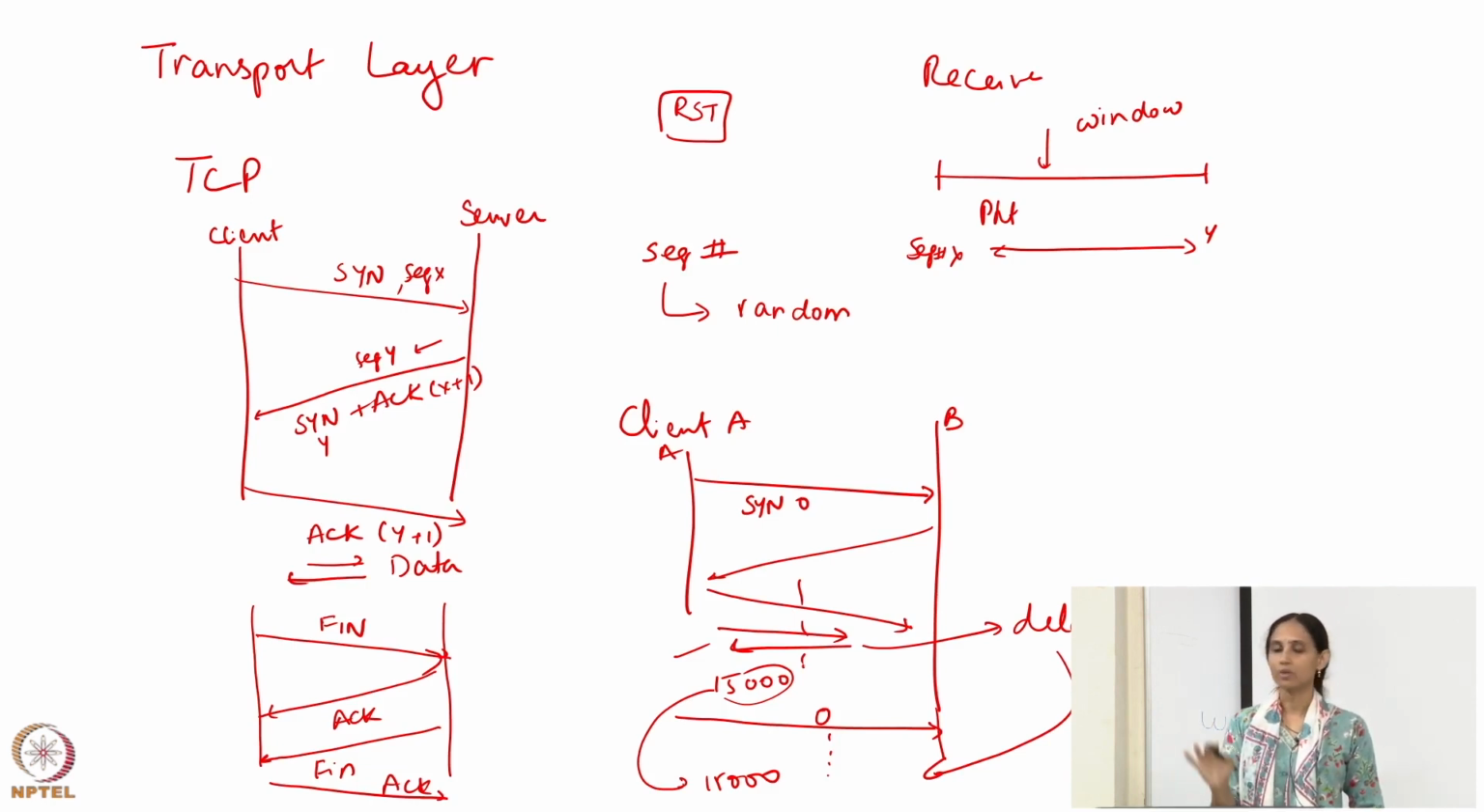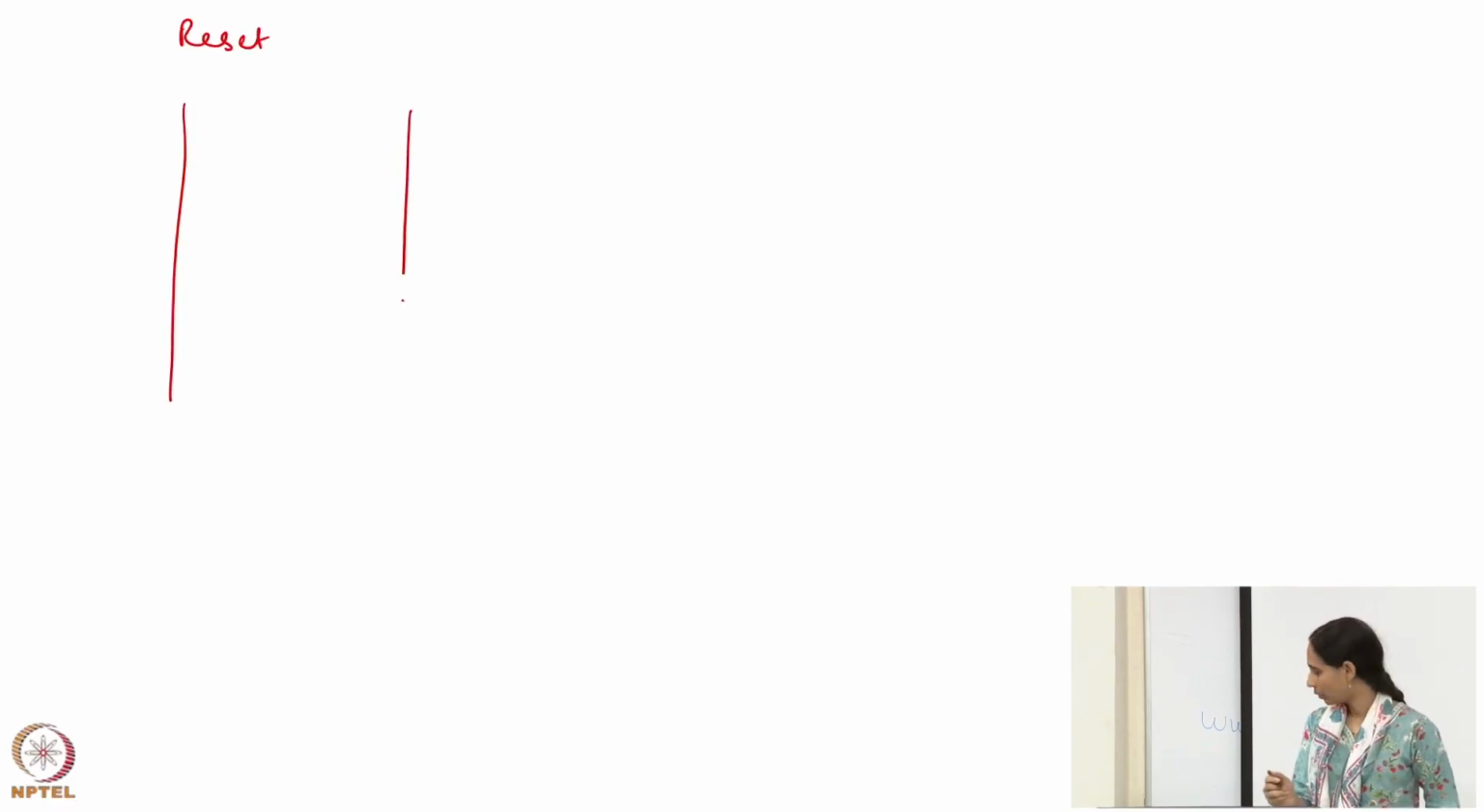Okay, so, that is one of the reasons why people chose a random sequence number, but it turns out that it helps in security as well, as we are going to cover next. But before that, let me talk about this reset business, which is again a very useful feature in security.